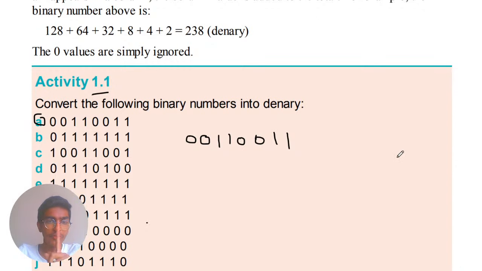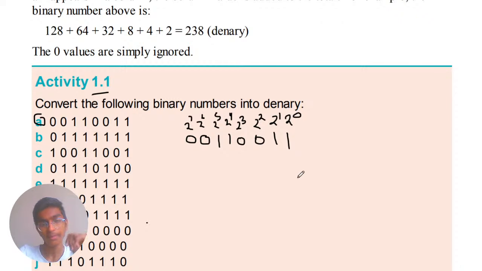The first step you will want to do is simply put 2 over each number. Just simply follow this step. Once you've put 2 on top of each number, from the right hand side to the left hand side, start with 2 to the power 0, 2 to the power 1, 2 to the power 2, 2 to the power 3, 2 to the power 4, 2 to the power 5, 6, and 7.